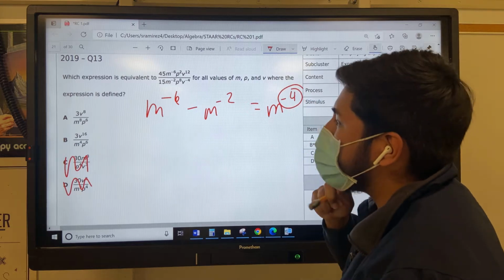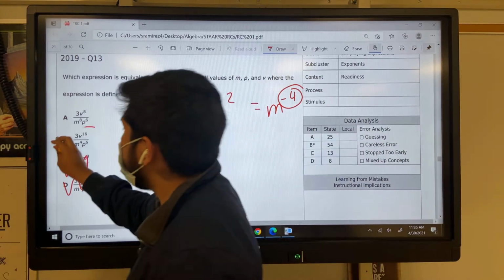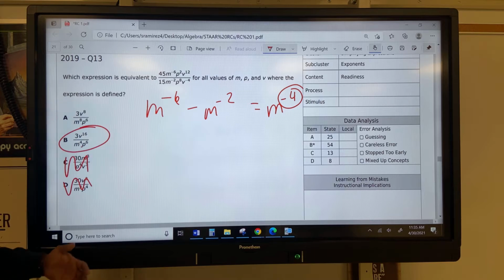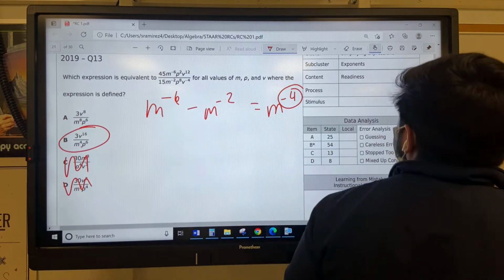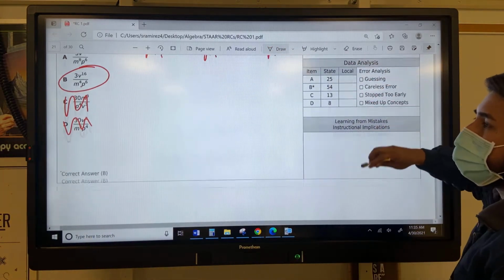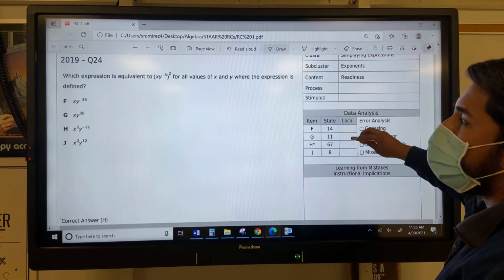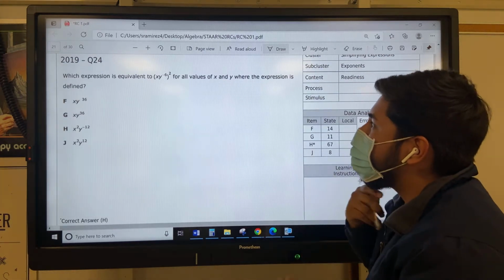Which one has a 4? Let's make our life easy. B. M has a 4. That's all you got to do. Boom. Let's keep going. Not going to waste time. I did not have to do a lot of work. Next thing.